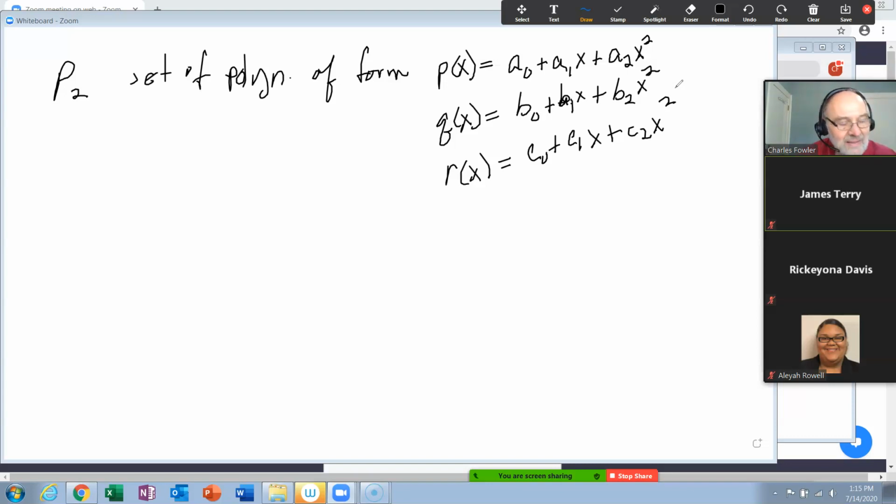Okay. Now let's get to the scalar multiplication. If you multiply any one of those polynomials by some letter D, let's say, then you'd have dA0 plus dA1x plus dA2x squared. Well, that's a second degree polynomial. So it's in the set of polynomials. So it's closed under scalar multiplication.